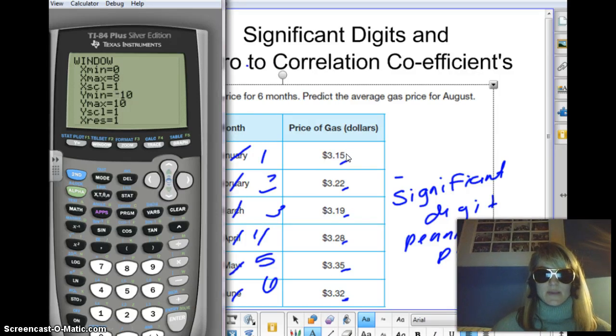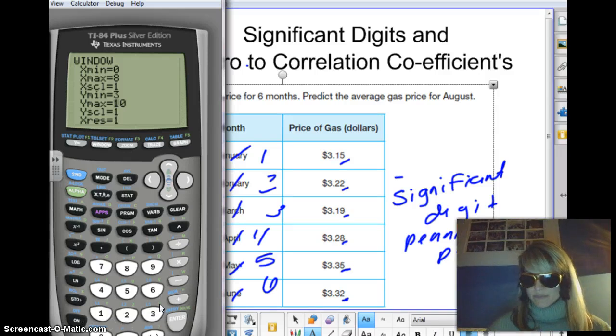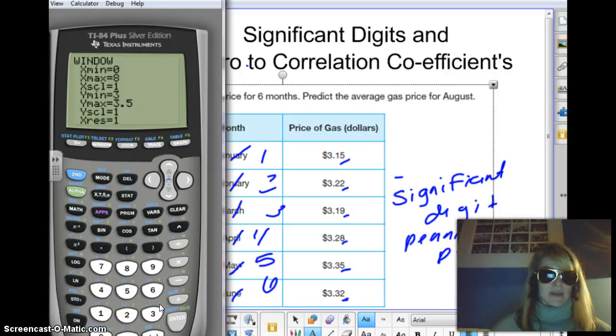So my lowest number is 3.15. So I might put my minimum as 3. My maximum number is 3.35. So I might put that as, let's say, 3.4 maybe, or 5. And then my scale, I don't want it to go by ones because this is going up by hundredths here, right? So I want this to go up by 0.01 because that's my significant digit, the hundredths place.